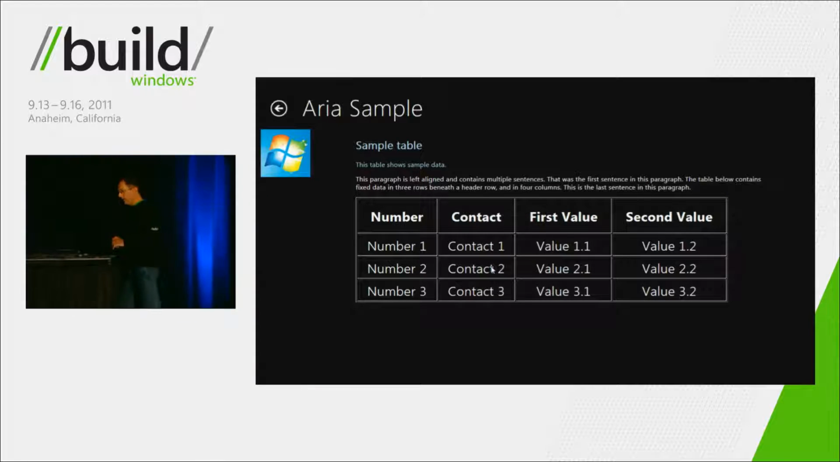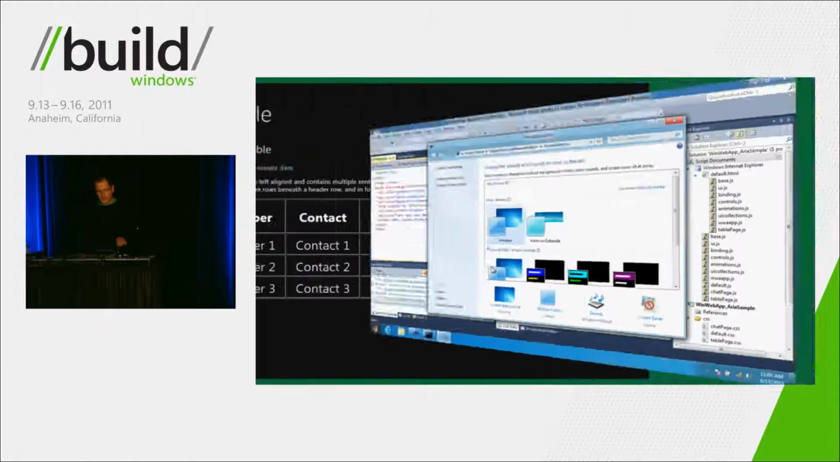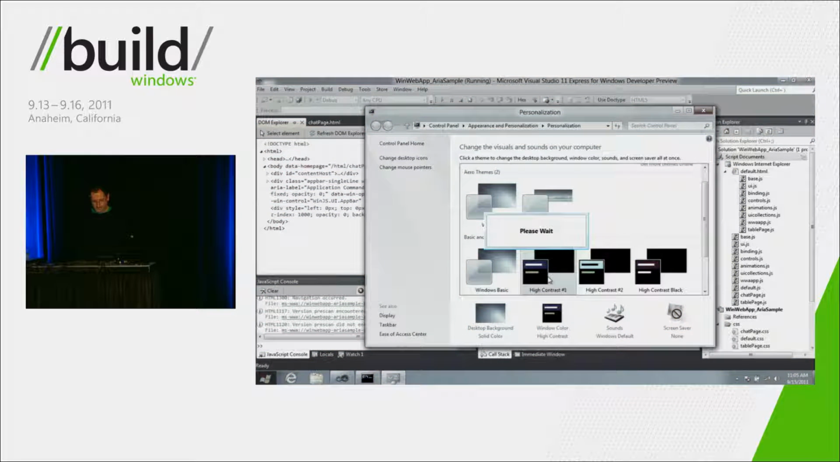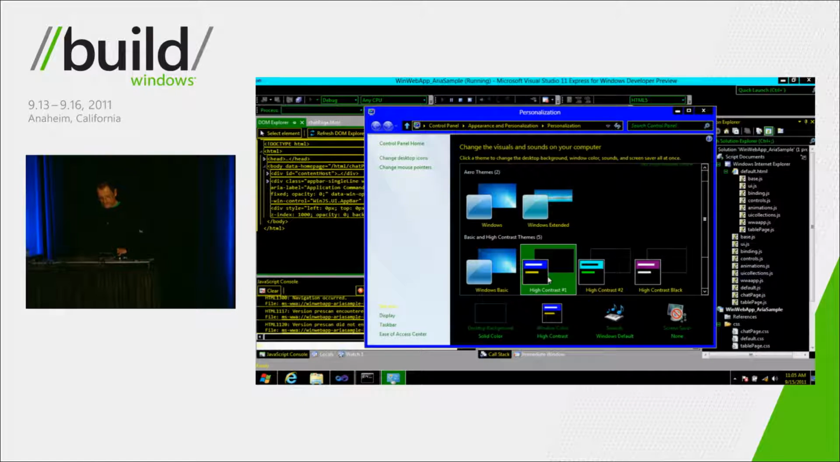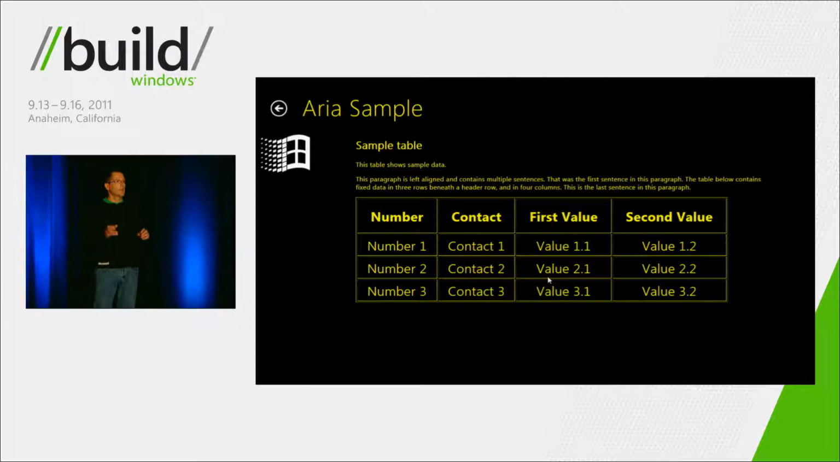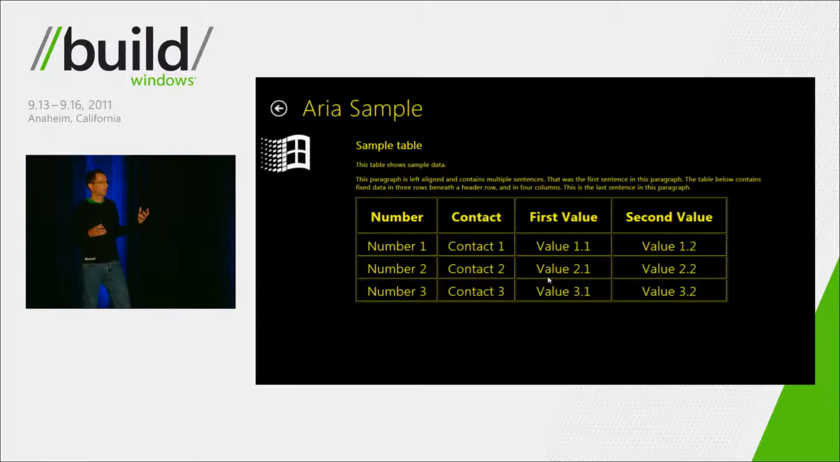Now, I'm going to go back to the personalization control panel and pick a high contrast theme. I'll pick the same one as we saw earlier. I'll switch back to the app. Okay. That image, the colorful image we saw earlier, isn't shown anymore. Instead, there's a different image that's more appropriate for this theme. And in this case, it's the one with a light foreground and a dark background.